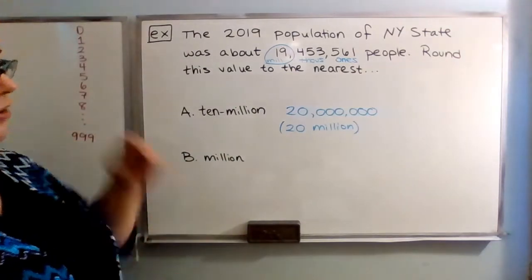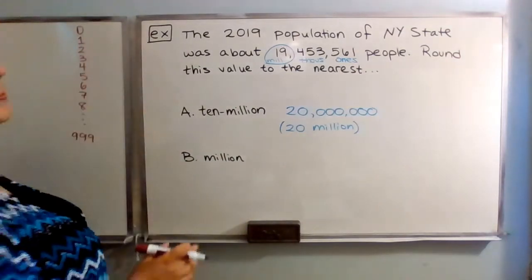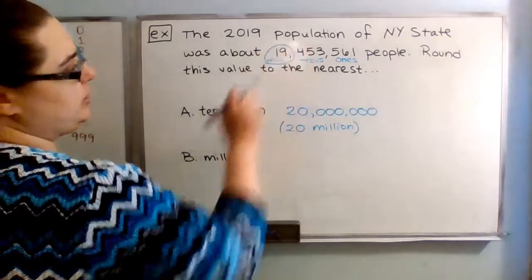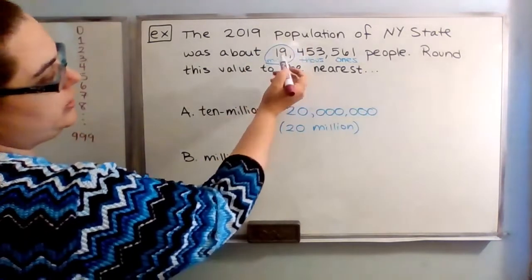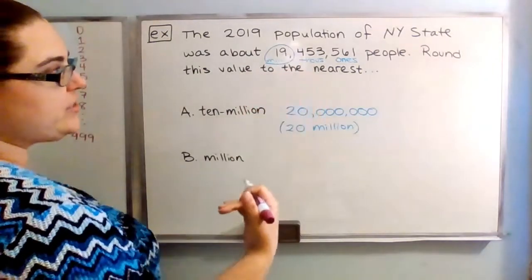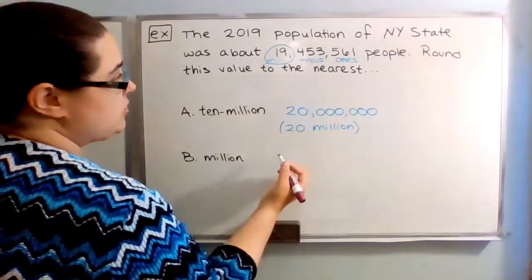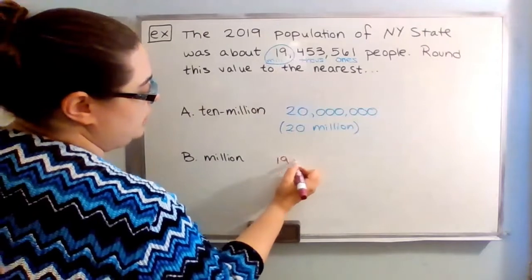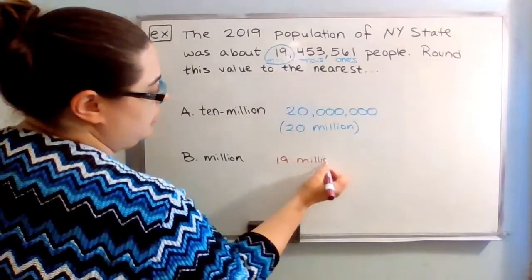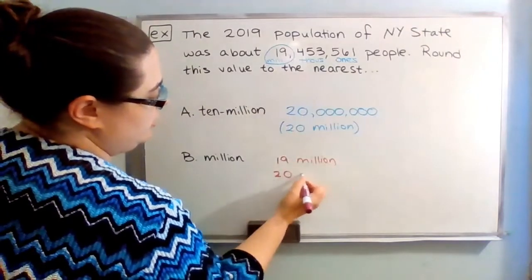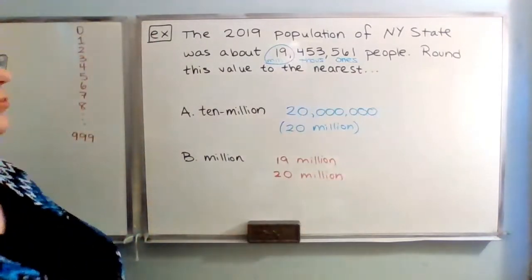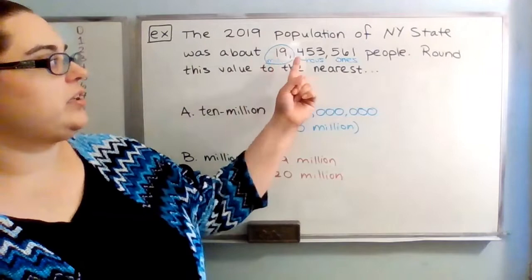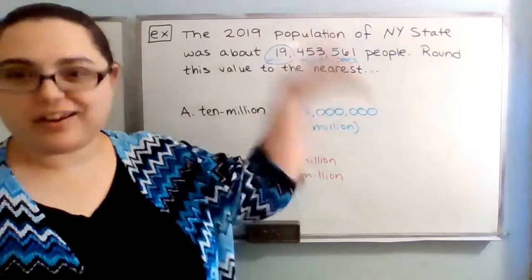So to narrow it down, we have 19 million currently. So we are in between 19 million, and then the next million would be 20 million. So we have 19 million or 20 million. These are our candidates here for rounding to the nearest million, because really this is 19 million and then some extra.